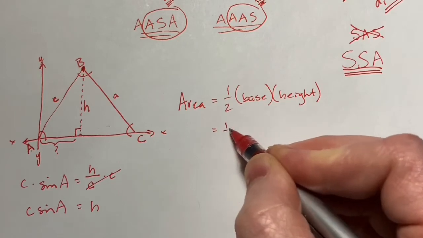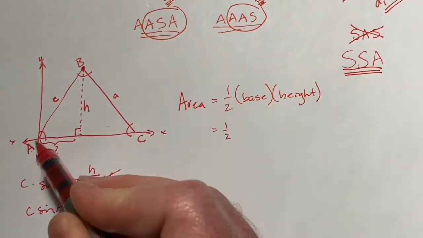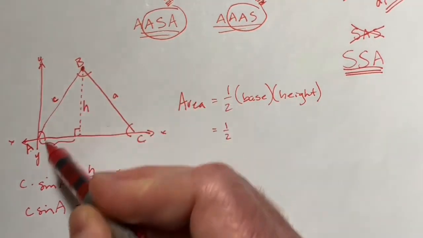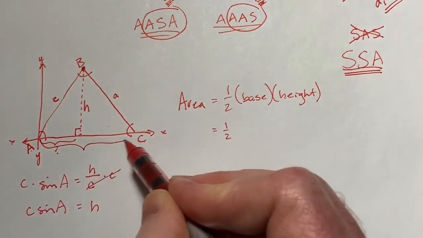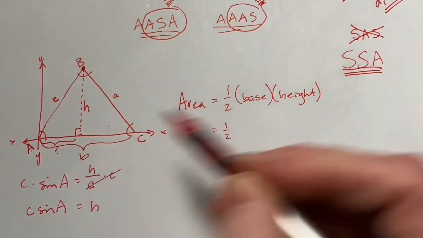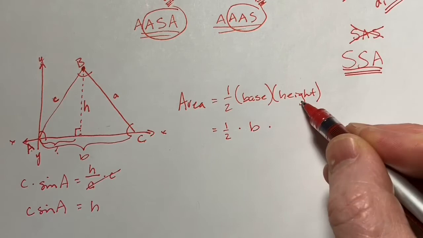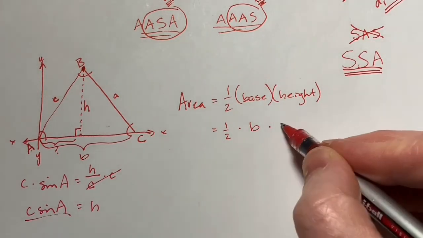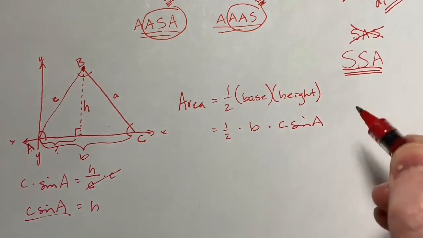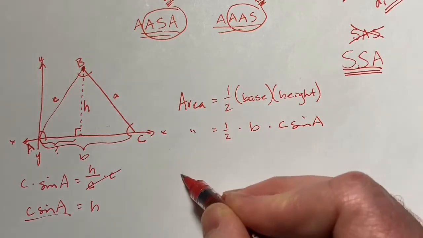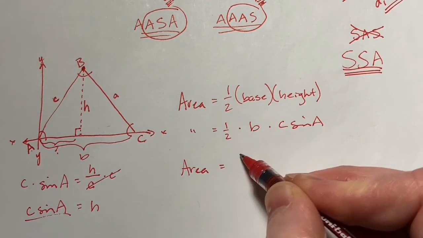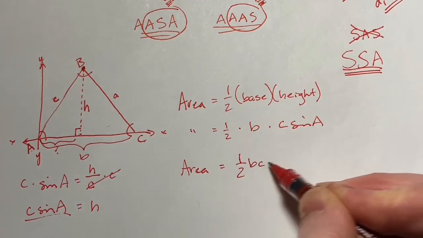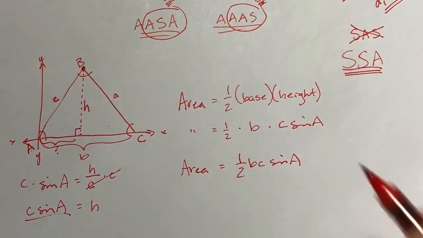And I know that the base is the entire side, which is side B. So the whole side that we call the base is B. So I'm going to plug a B in there. And then the height we just found is C sine of A. So what I just found out here is that the area of this triangle is 1/2 BC sine of A.